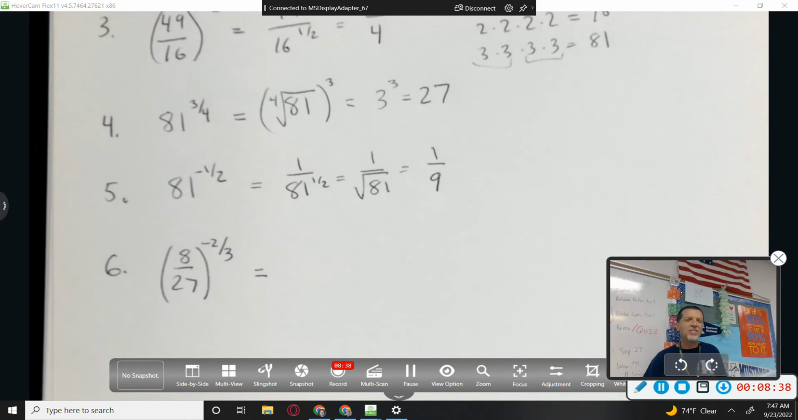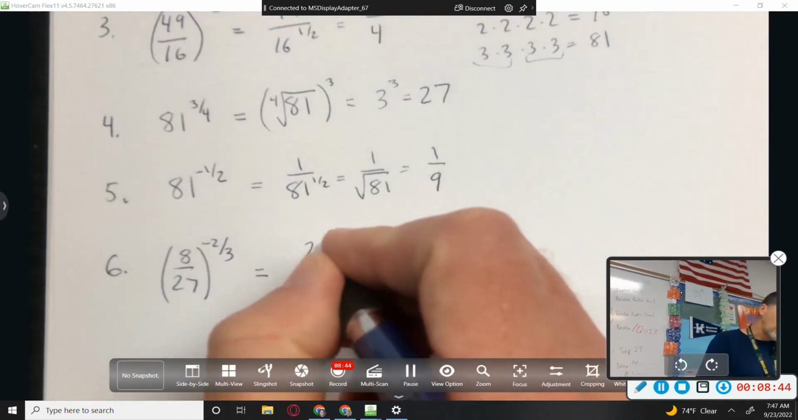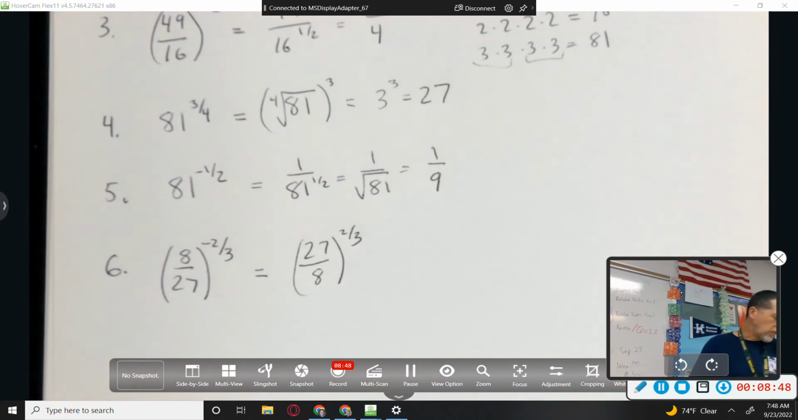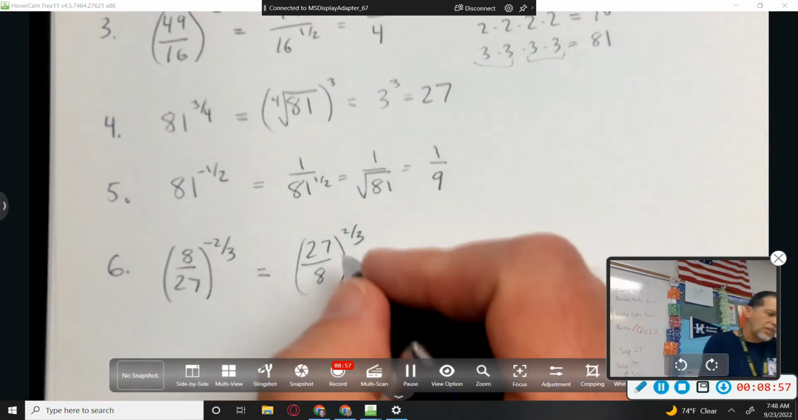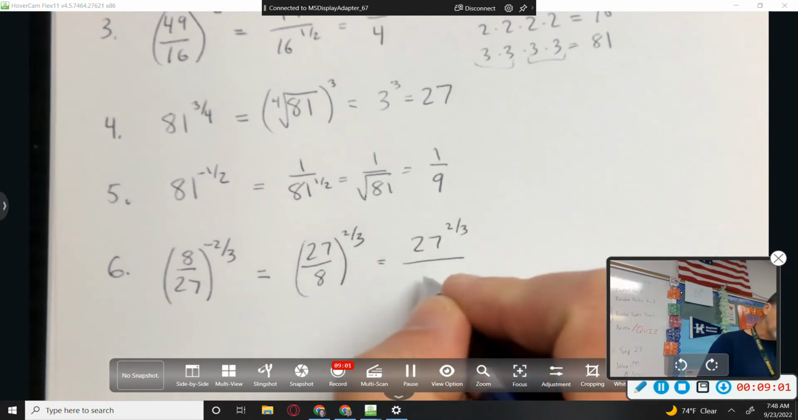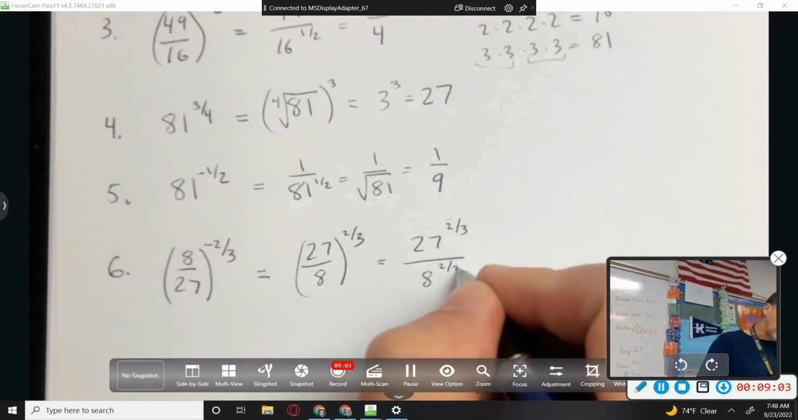So what do you want to do first? I would flip the fraction. I like that answer. So let's make that 27 over 8 to the 2/3. And I don't really like looking at 27 over 8 because I don't know what that is, but we can handle them separately. So 27 to the 2/3 over 8 to the 2/3.